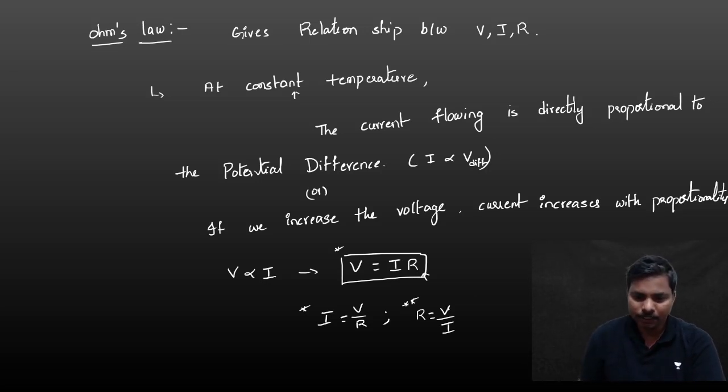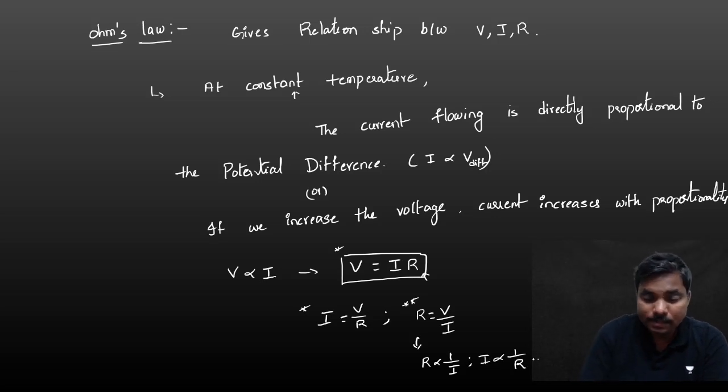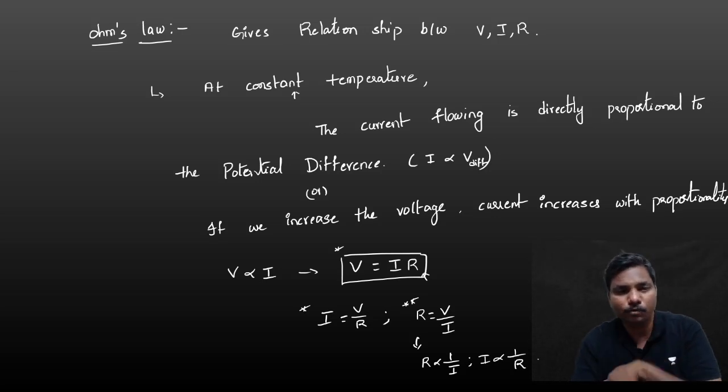For constant voltage, if the current increases, resistance decreases. So from this you can also say that resistance is inversely proportional to current, or current is inversely proportional to resistance. Okay, noted.